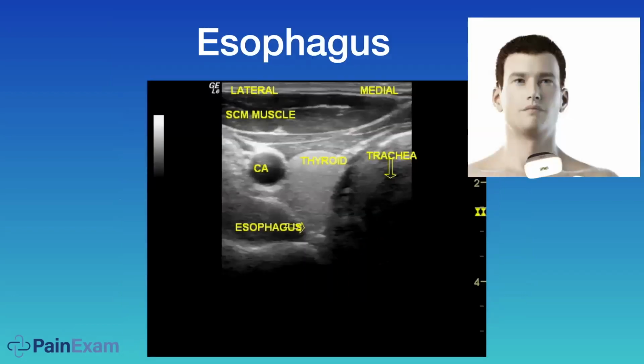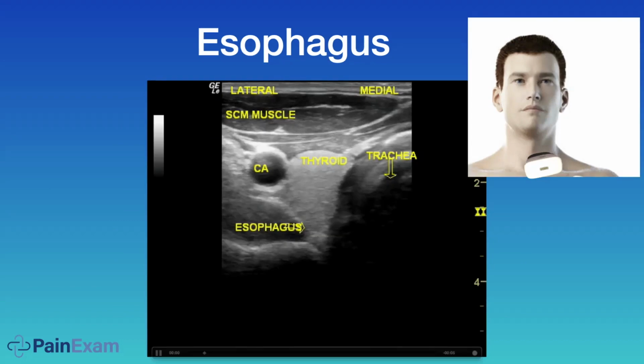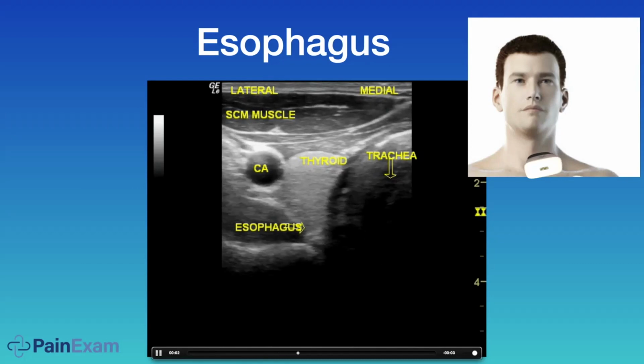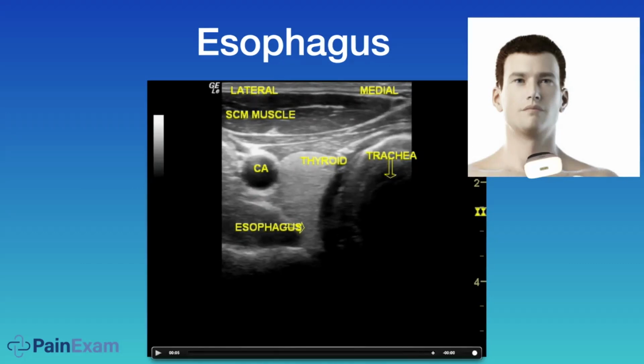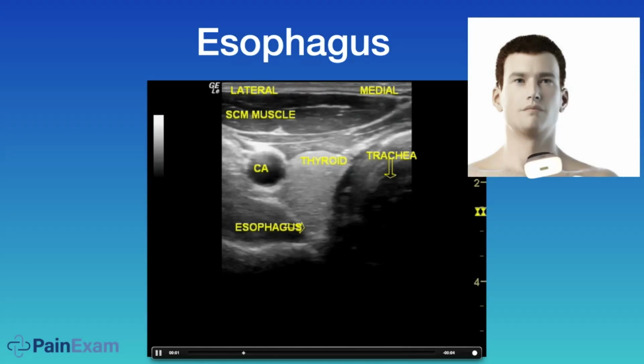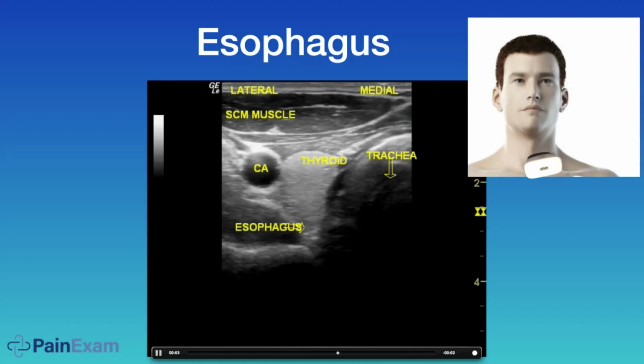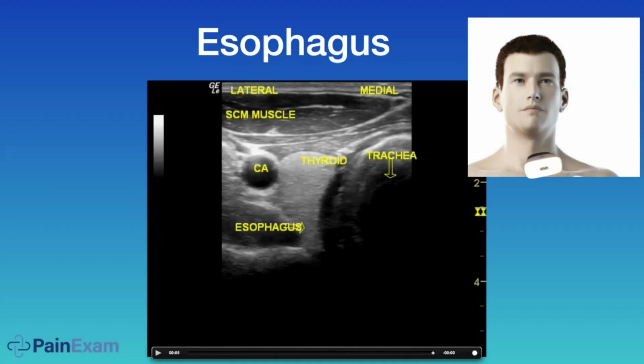Okay, so how do we identify the esophagus when we're doing a stellate ganglion block? Ask the patient to swallow. You'll see it soon. Do it one more time. Okay, but you see the thyroid here. This is an ideal level of the neck in which to get the thyroid because you don't see any blood vessels here.